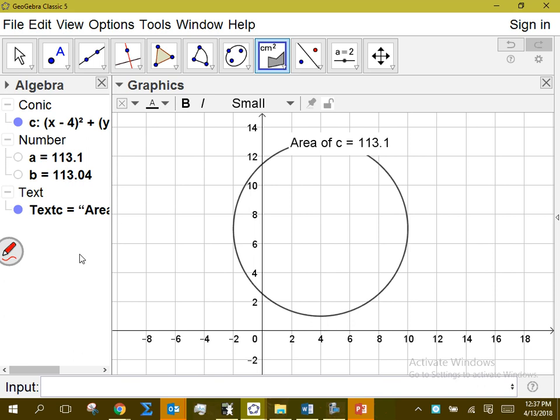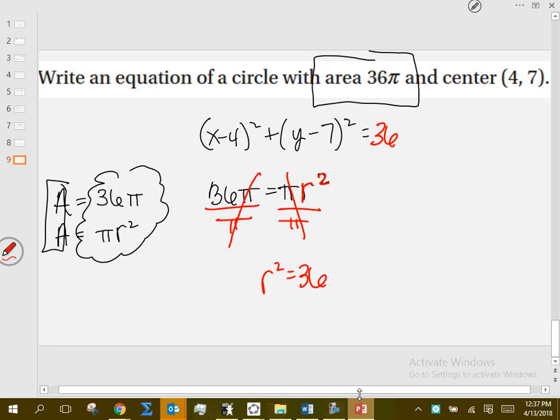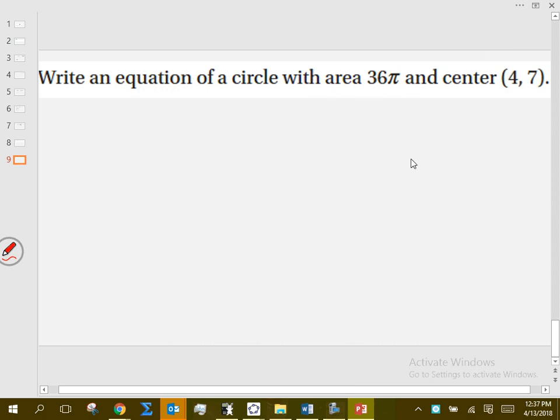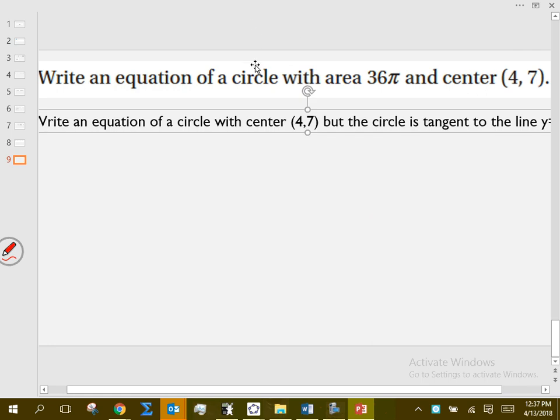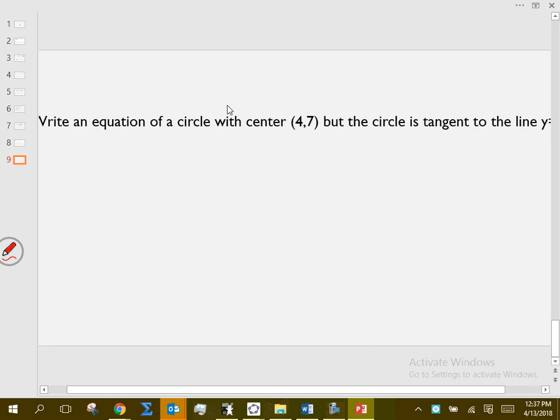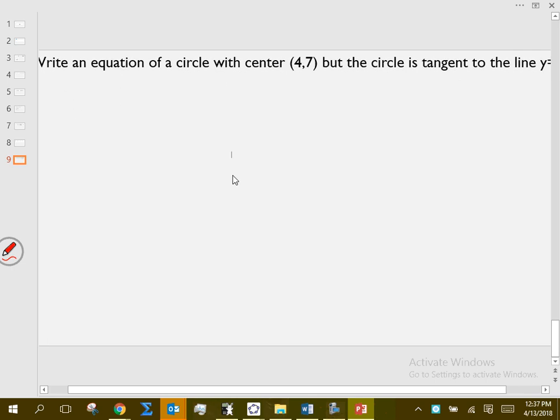Okay. So they're implying what your radius is. Sometimes they'll imply what your center is. I had one up here that was that. Let's try to do that one. Write an equation of a circle with center (4, 7). So using the same center. So I think we get that concept, right?